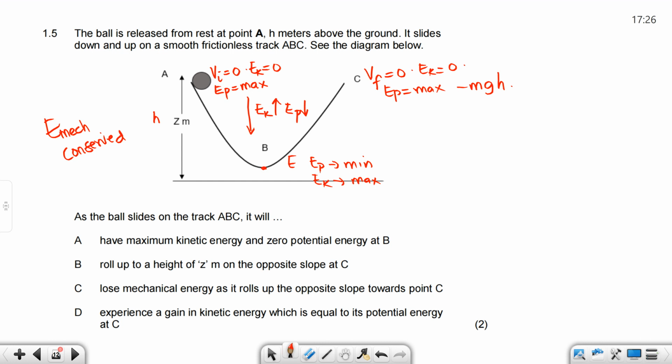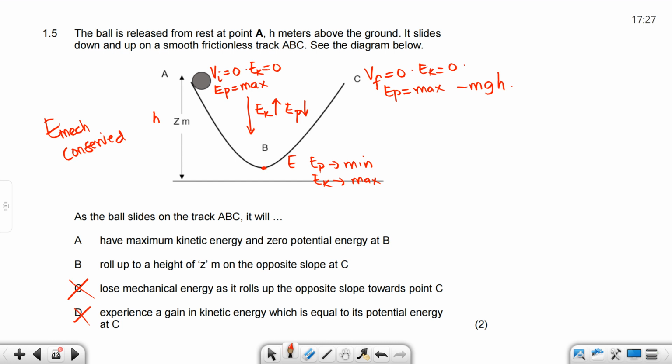Roll up to a height of what? Z meters. Okay, now they are talking about H and Z. Roll up to a height of Z on the opposite slope at C. Remember, it's an isolated system, so it should roll up to that point. Number 3, lose, wrong completely, because we said mechanical energy is conserved. Experience a gain in kinetic energy, which is equal to its potential energy at C. Will it gain kinetic energy? No. At C, it's losing.